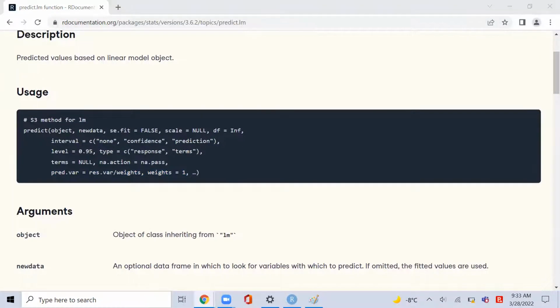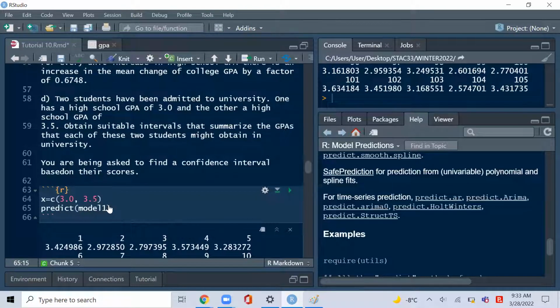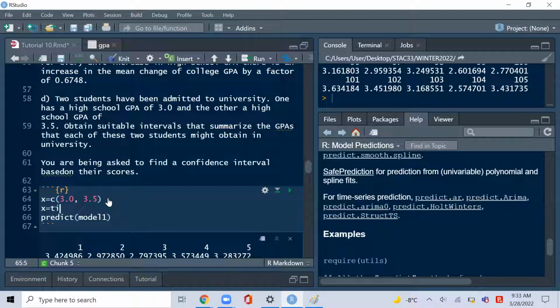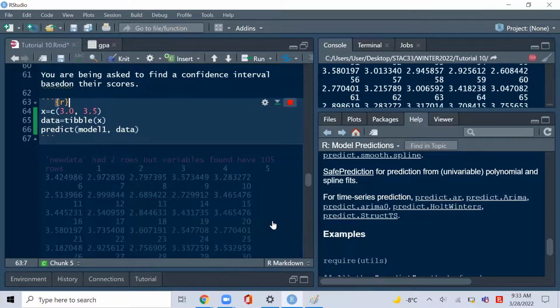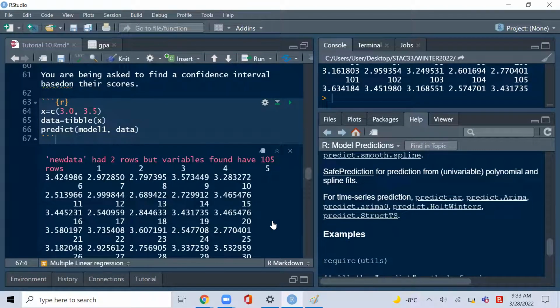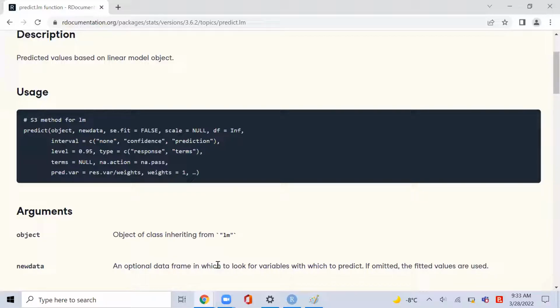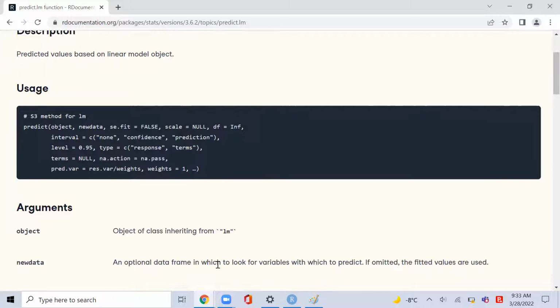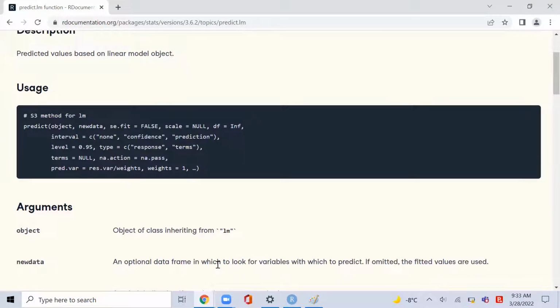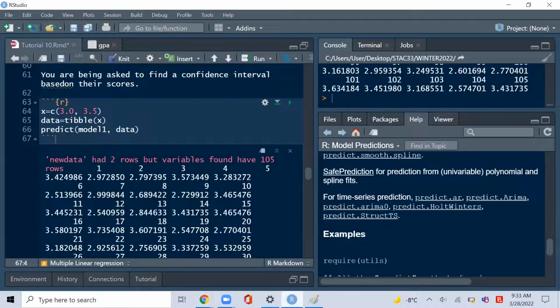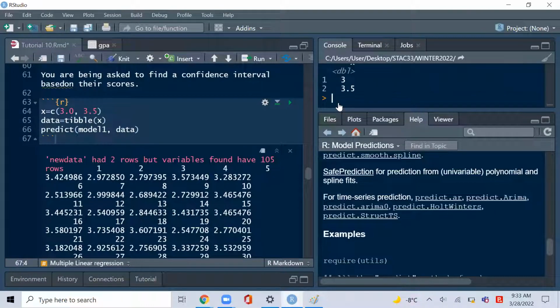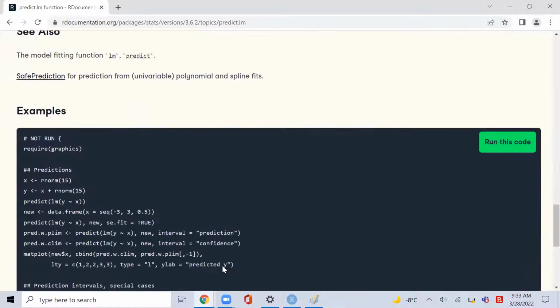It's actually this. I need to give new data. So x equals, data equals tibble. I'll explain what I'm doing in a second. I just want to see if it works. No, it's still giving me too many observations, and I only want two. For some reason, it's giving me more than I actually wanted. The data is two points. I don't know why it's predicting. Okay, I'll figure it out.